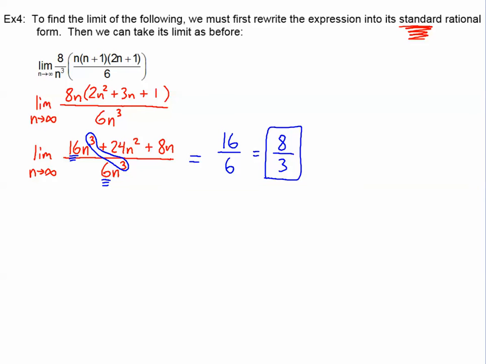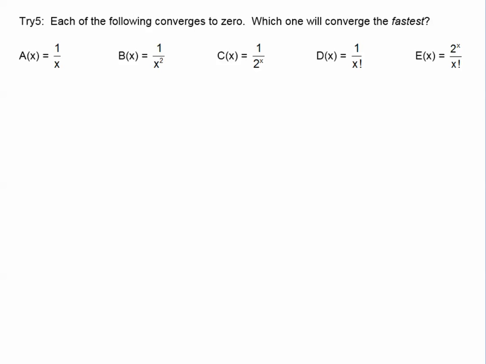And I will end this lesson with try 5. Each of these converges to 0. I want to know, of these 5, which one will converge the fastest. So if all 5 of these are going to eventually get to 0, well, okay, they're not going to get to 0, they're trying to, but let's say that they all get there, which one would actually get there the fastest? I'll look for your answer when I check your notes in next time's class.